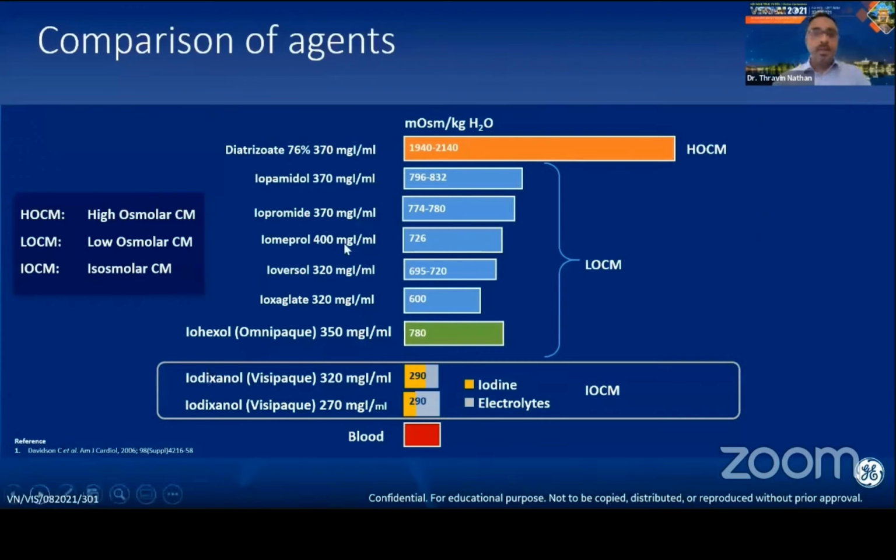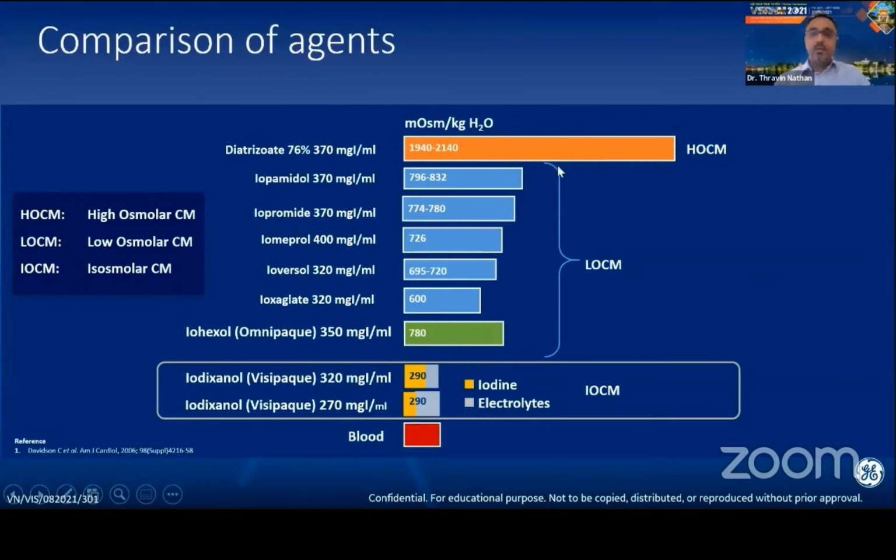Let's take a look at a comparison of the commonly used and historical agents as well. Right on the top, you have the first classification, which is the high osmolar contrast medium agent. Notice that the osmolarity of this agent is a lot higher than what you have as for blood, which is about 300.